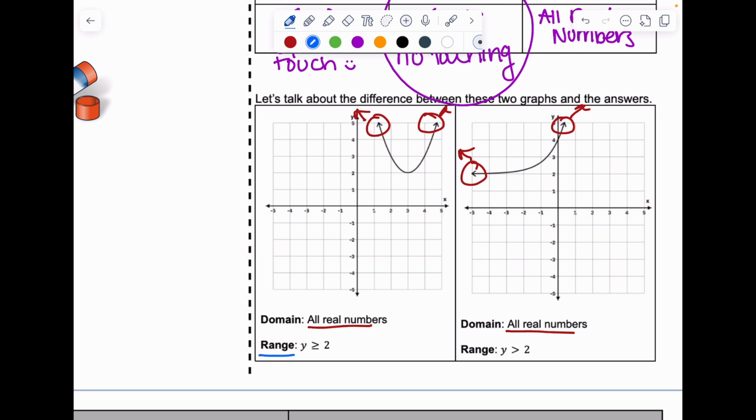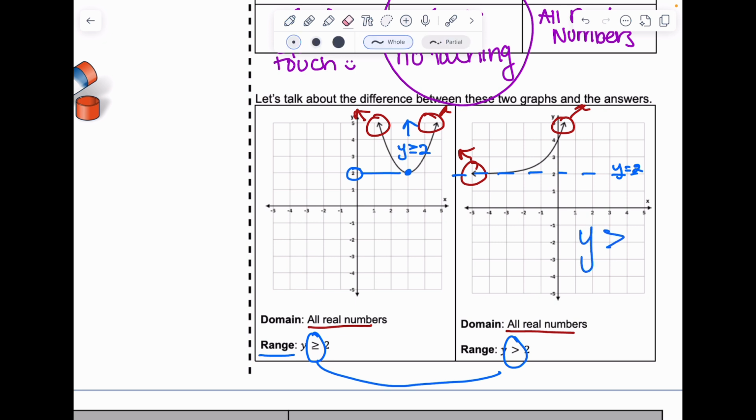Now when we talk about range, you have y greater than or equal to 2. Our lowest number right here is 2, because it's going up. Now here you have y greater than 2. There's no equal. These two symbols are different. So right here is my asymptote. If you can find the asymptote, y equals 2, you can find the range. So y greater than, because you can't touch this. No touch, like open point. Okay? Then we're going up, greater than 2.